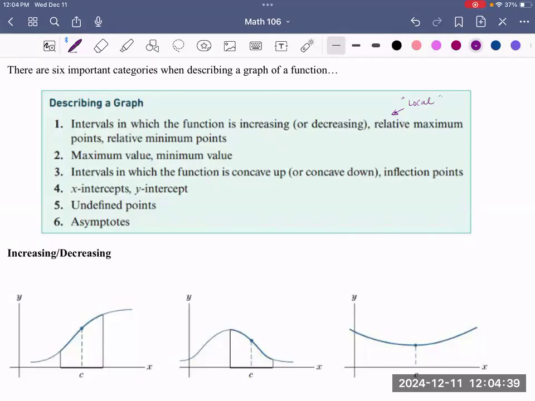Now, number 2, the maximum or minimum values. These are your Y values here. So we're interested in the Y values. When we're talking about the interval, however, we're looking at your X values, because your X values are independent. They're doing pretty much whatever they want. So therefore, we're looking at your domain. Whereas your minimum and maximum values, we're talking about your Y values at that particular coordinate.